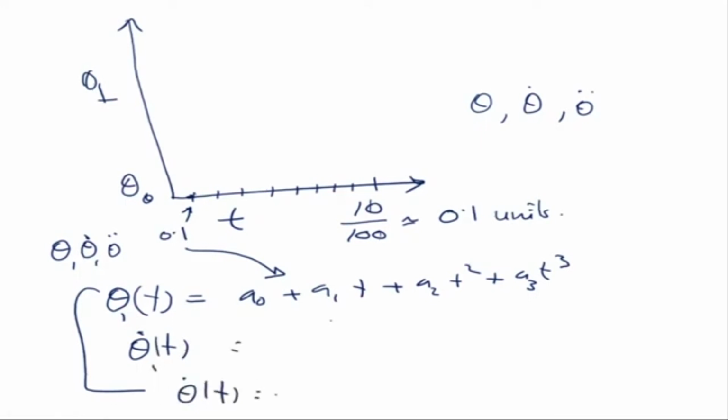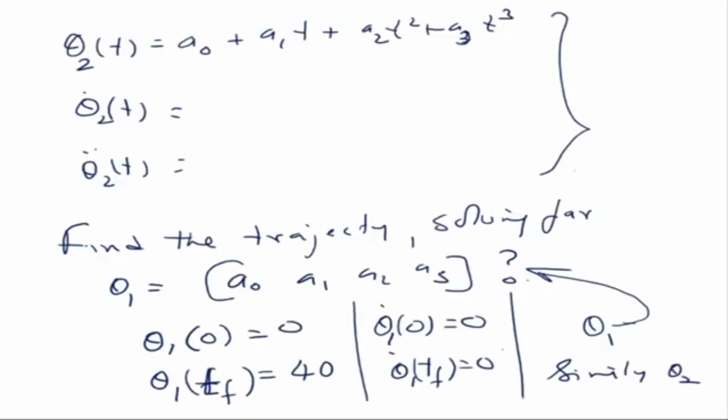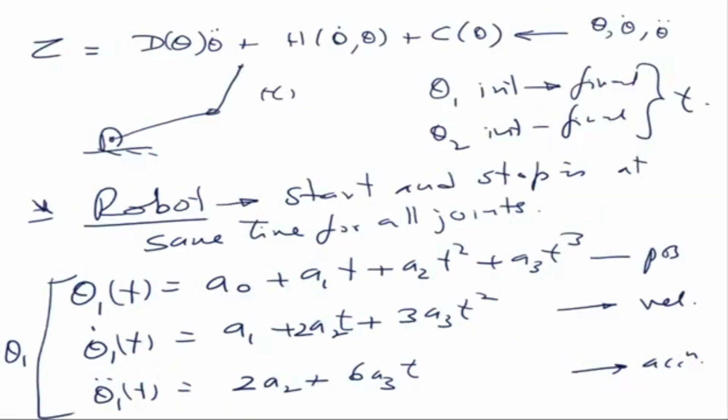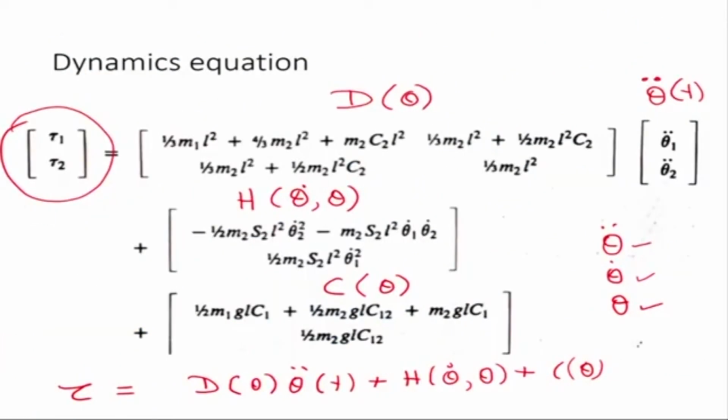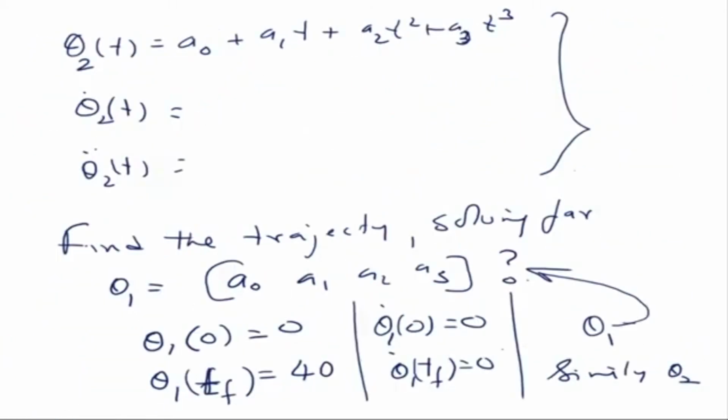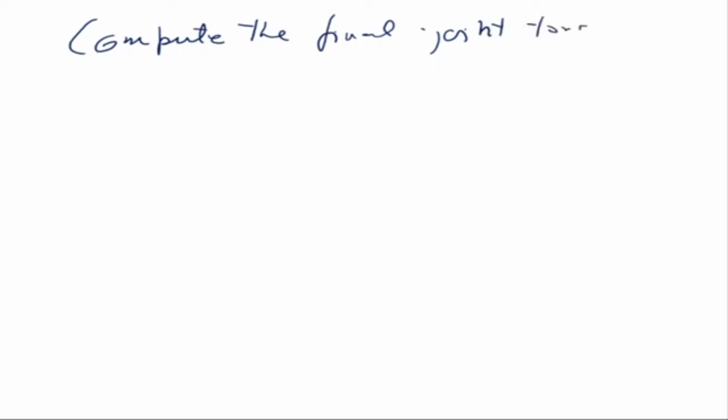Okay, so after I get the position, velocity and acceleration, I will put them into the dynamic equation. That is, I put them into this equation and get my torques. Now what we are going to compute essentially is the final joint torques. Okay, in our case it was tau 1, tau 2.